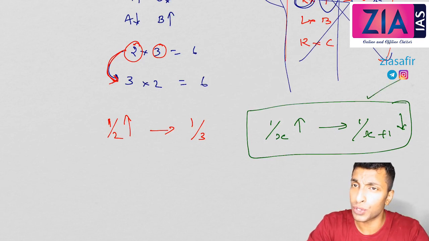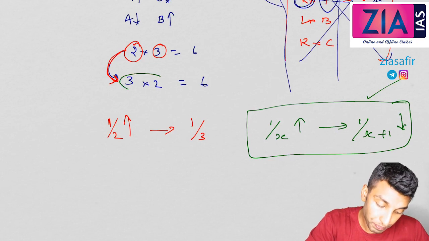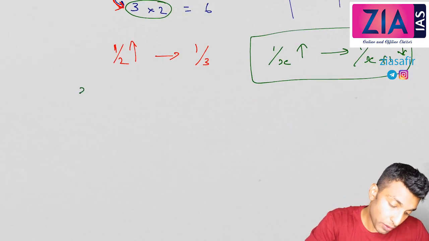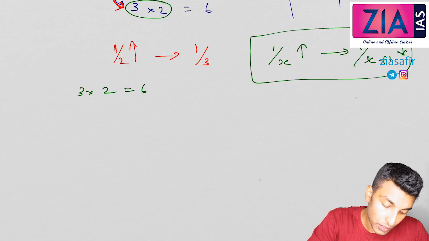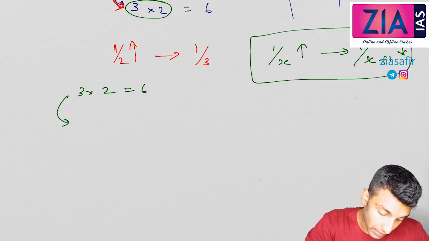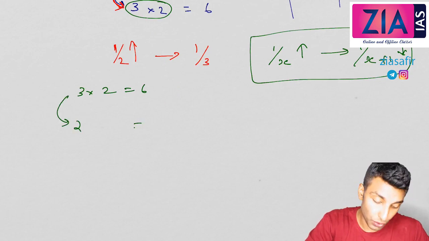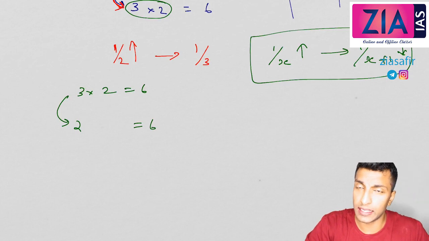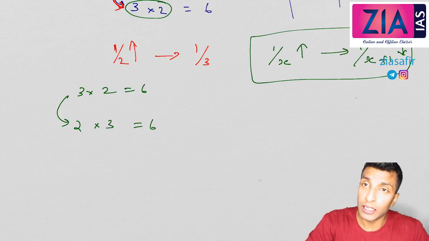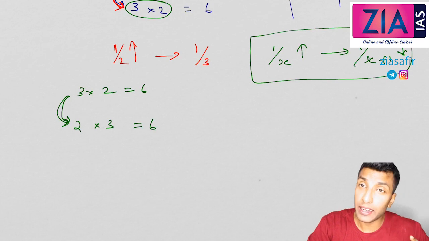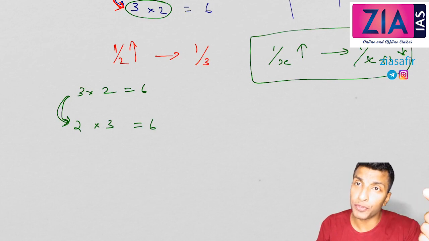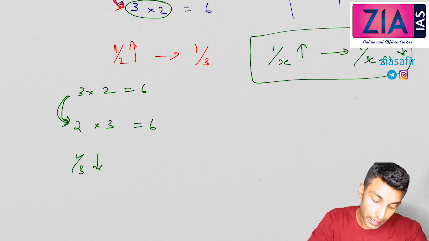Now the reverse also is true. Now let's take the opposite. Okay, so you can write it as 3 into 2 equal to 6. Now consider A decreased to 2. So this is the same constant 6, so B will be 3. So here what is the decrease? Decrease is 1 on top of 3. So 1 by 3 decrease.